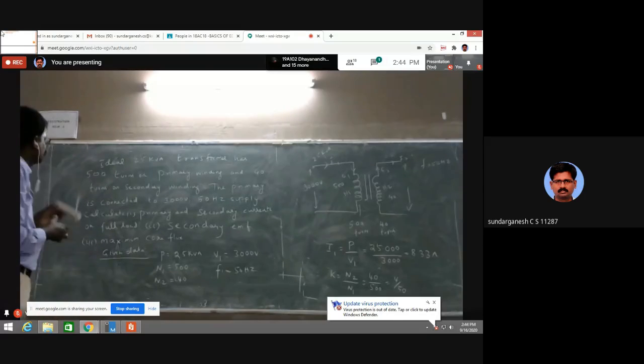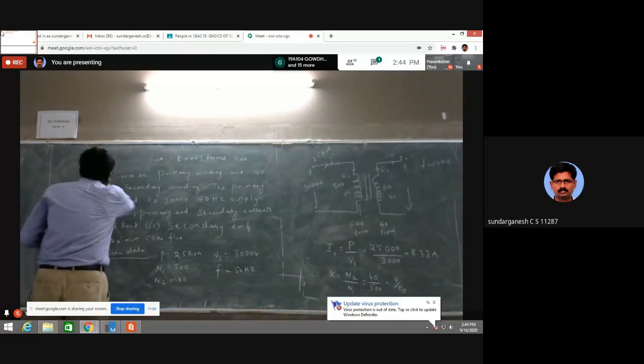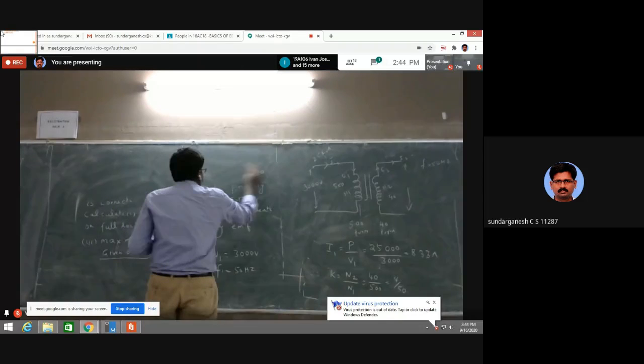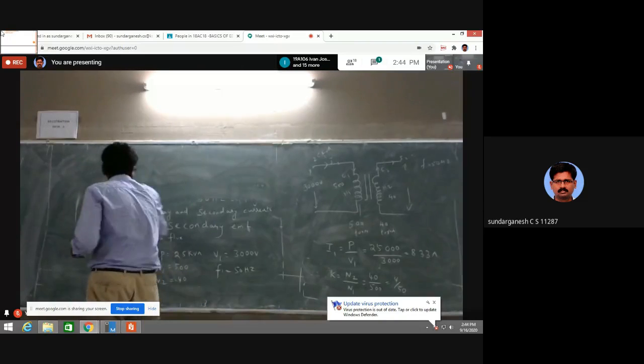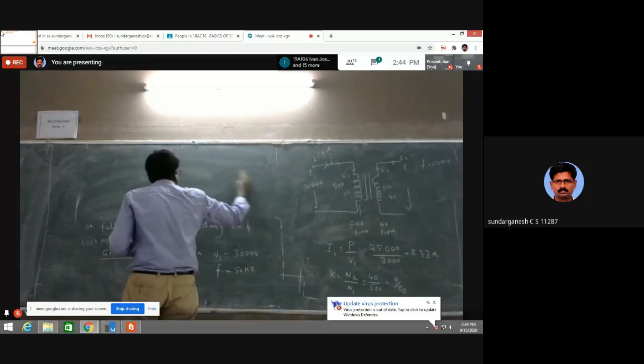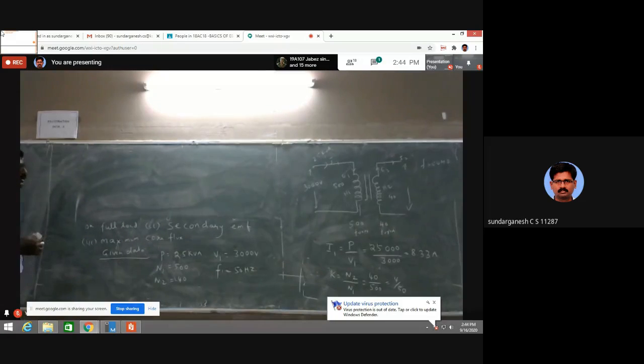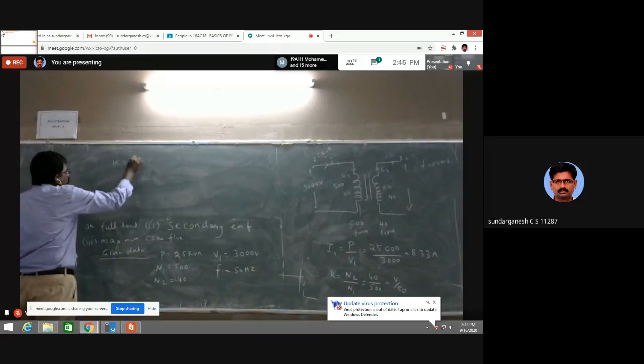Rub the question. So I have found the primary current. Now I have to find the secondary current. I don't know it, so I go to the transformer ratio. I have found out K. K is also equal to V2 by V1. So I now want to know V2.